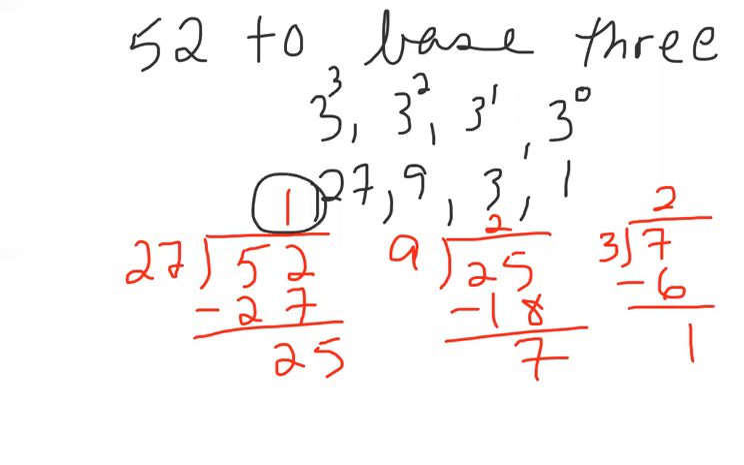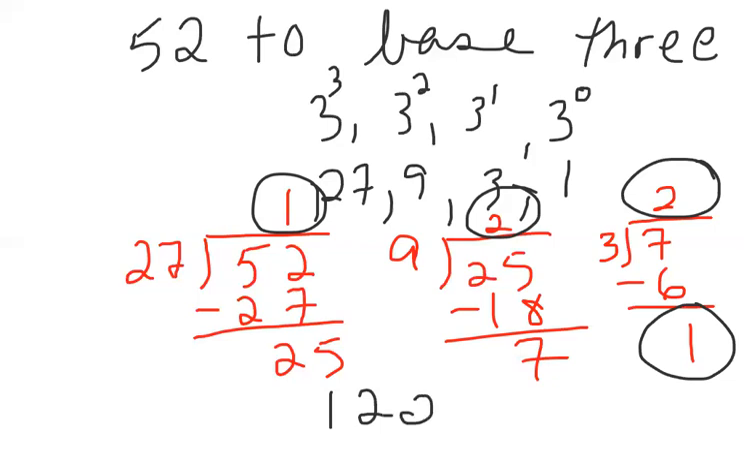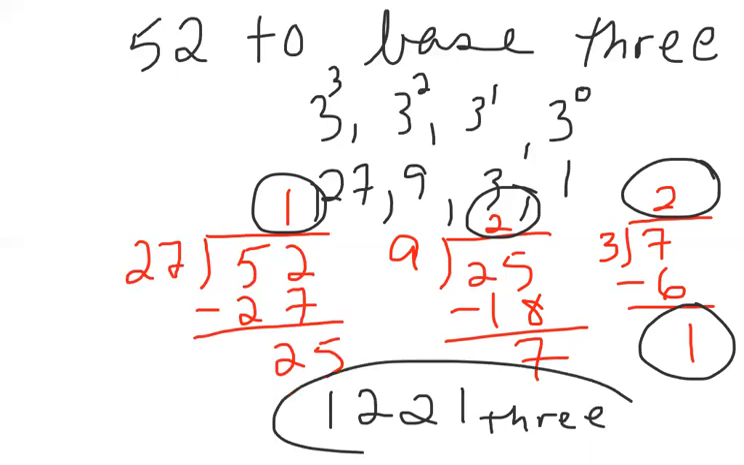1, 2, 2, 1. In other words, to create the number 52, we need 1 27, 2 9s, 2 3s, and a 1 in base 3. So 1, 2, 2, 1, base 3. It's another palindrome, people. What's up with these palindromes around here?